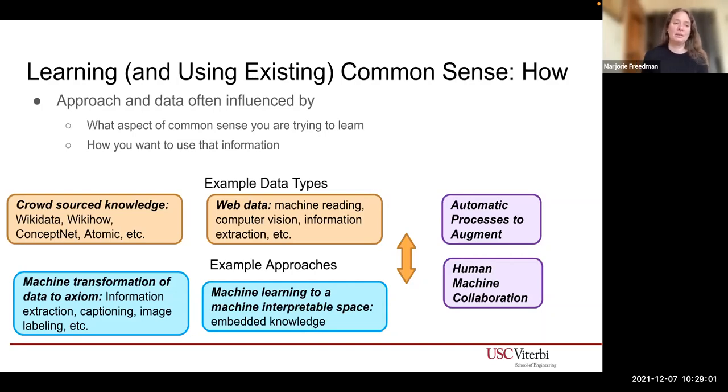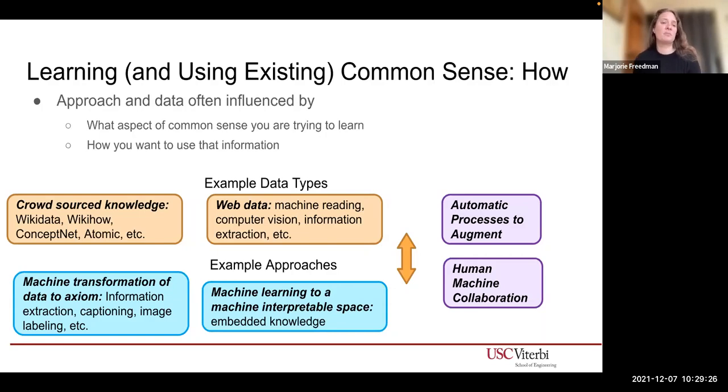So we can automatically extend resources like Wikidata, like WikiHow, like ConceptNet. And in fact, several of these resources were built in part through machine suggestion, kind of in a human-machine collaboration. And we can also learn from things that we observe, so by reading the web, by looking at the videos on the web.